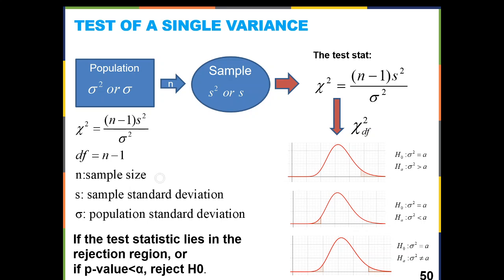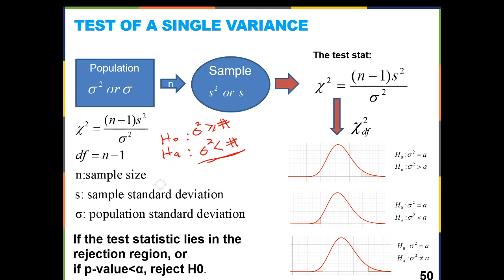And now, if our test is, for example, let's say the null hypothesis says that sigma squared is greater than or equal to, or just equal to, some number, and the alternative says sigma squared is less than some number. This is going to determine that our test is left tail. So depending on the null and alternative hypothesis, we're going to have three different tests: a right tail, left tail, and two tail test.